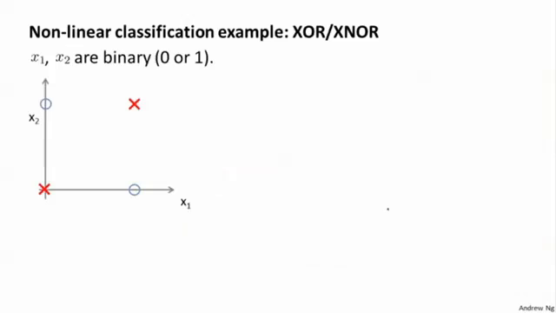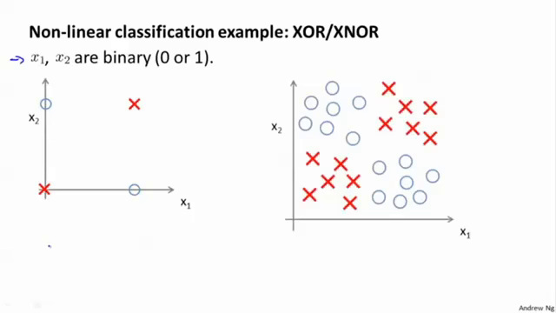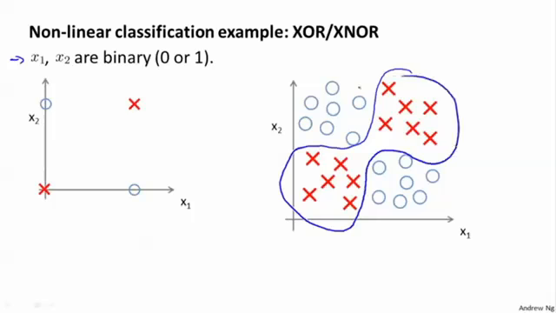hypotheses. Consider the following problem where we have input features x1 and x2 that are binary values, so either 0 or 1. So x1 and x2 can each take on only one of 2 possible values. In this example, I've drawn only 2 positive examples and 2 negative examples, but you can think of this as a simplified version of a more complex learning problem where we may have a bunch of positive examples to the upper right and the lower left, and a bunch of negative examples denoted by the circles. And what we'd like to do is learn a nonlinear decision boundary that maybe just separates the positive and the negative examples. So how can a neural network do this?